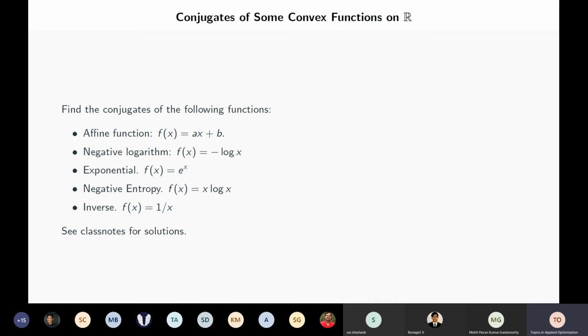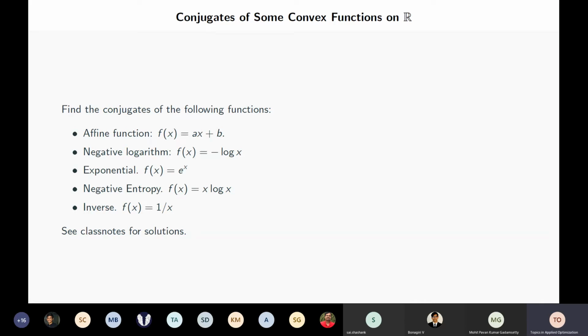These are the exercises that we would like to do. Find the conjugate of the following functions. Let us say an affine function f of x is a x plus b. What is f star for this? Negative logarithm: f of x is minus log x. What is f star in this case? Exponential function: what is f star? Negative entropy: what is f star here? And then the inverse function. These are simple functions.